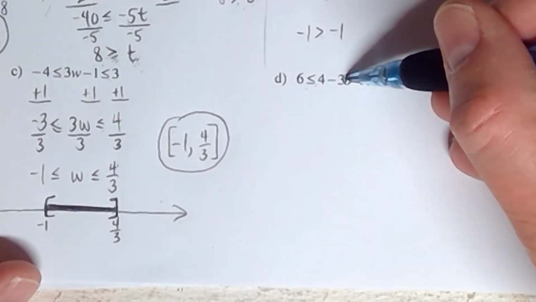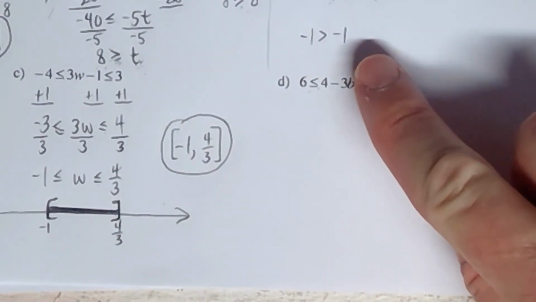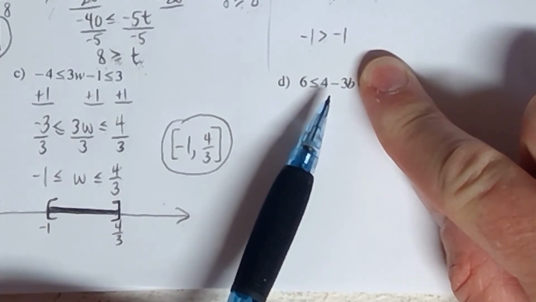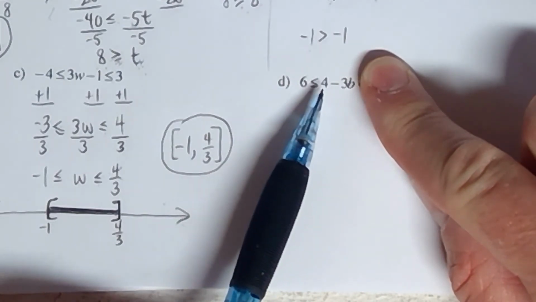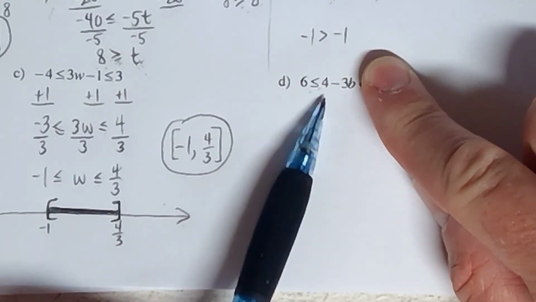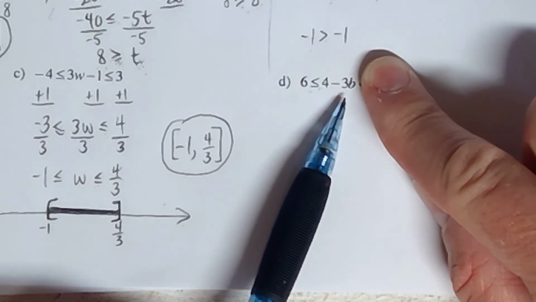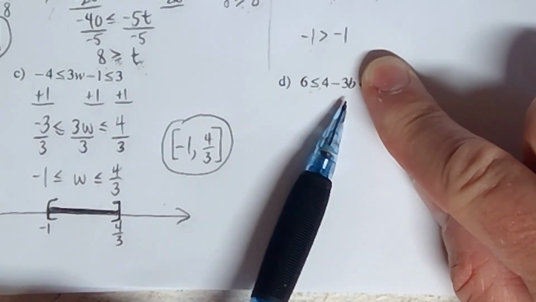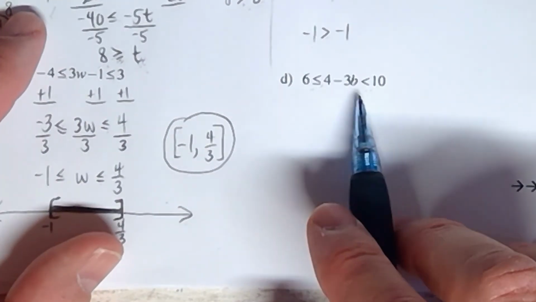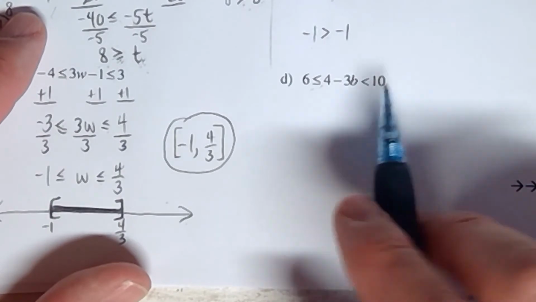How do I get the b by itself? Again, if it helps you guys, pretend like that 10 is not there for just a moment. And what steps would you do to get the b by itself here if it was just the 6 and the 4 minus 3b? You would subtract the 4 over with the 6, right? And then you would divide by negative 3 to get the b by itself. So you do those same two steps, okay? But you also do those same two steps with the 10 as well.